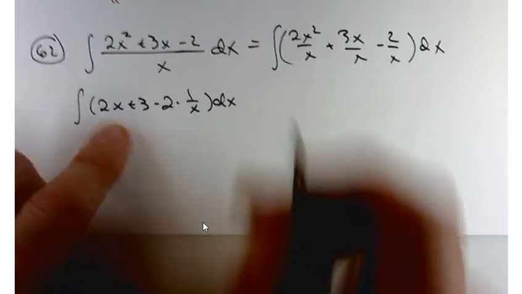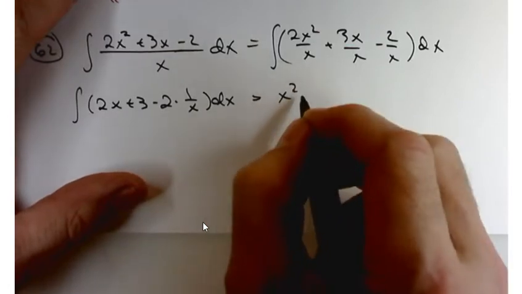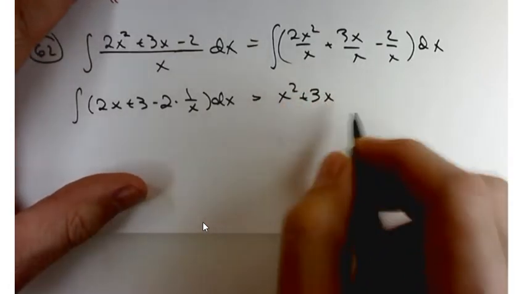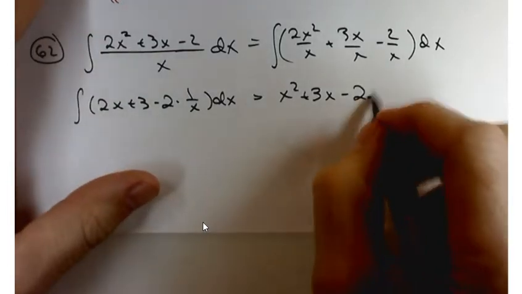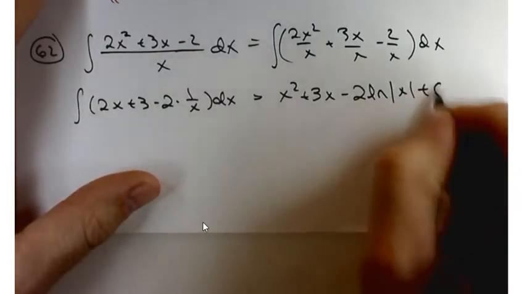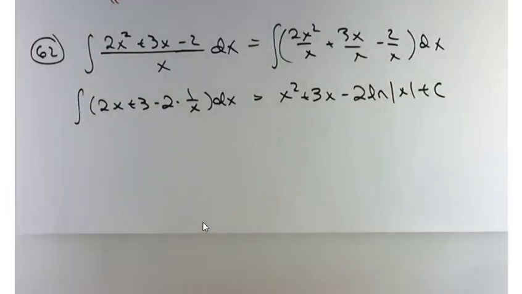What's the integral of 2x? x squared plus 3x minus 2 times what? Natural log. Plus your constant. And that's it.